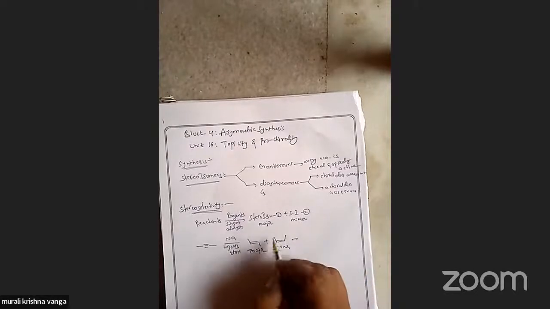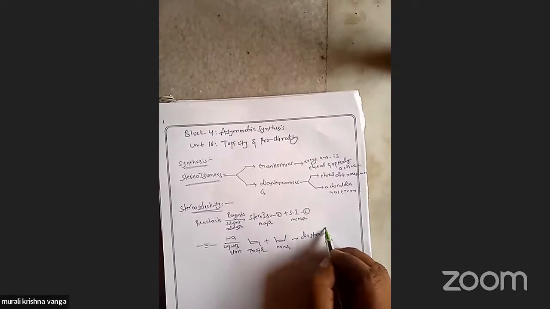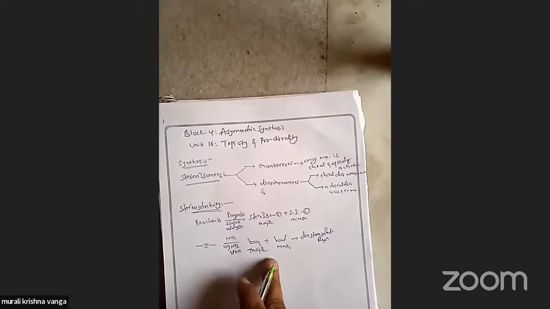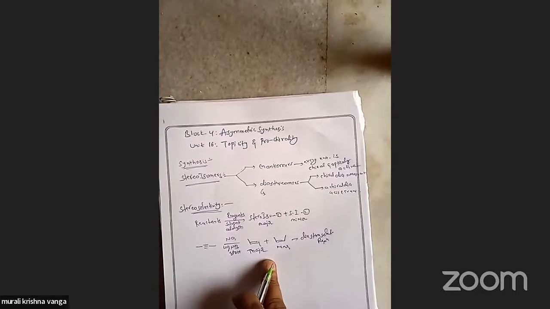These are diastereomers, therefore it is a diastereoselective reaction. That means these are stereoselective reactions. The products are achiral stereoisomers.